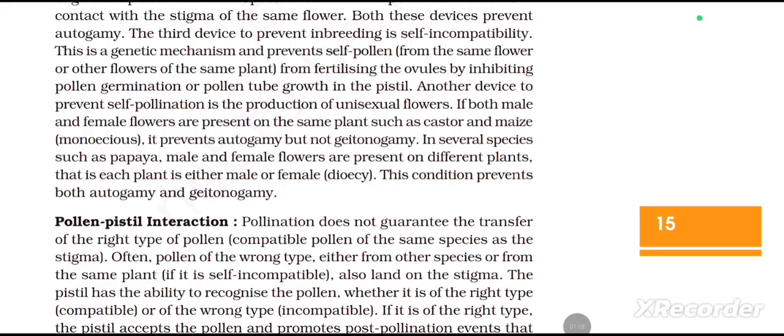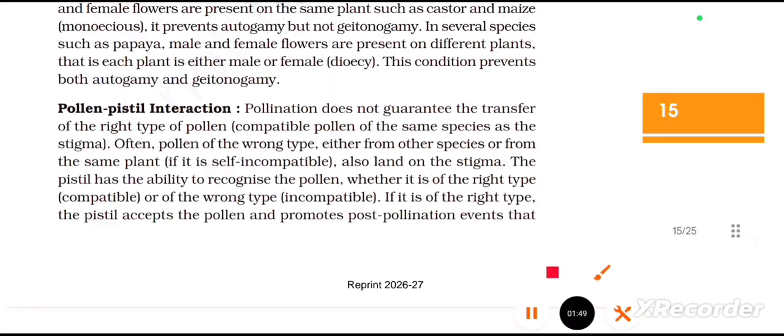Another device to prevent self-pollination is the production of unisexual flowers. If both male and female flowers are present on the same plant, such as castor and maize (monoecious), it prevents autogamy but not geitonogamy. In several species such as papaya, male and female flowers are present on different plants, that is, each plant is either male or female (dioecious). This condition prevents both autogamy and geitonogamy.